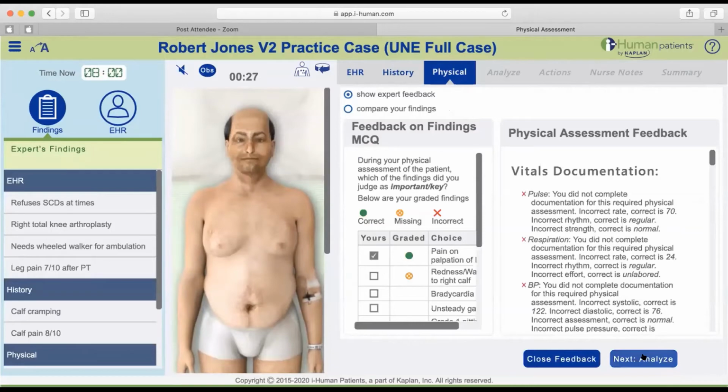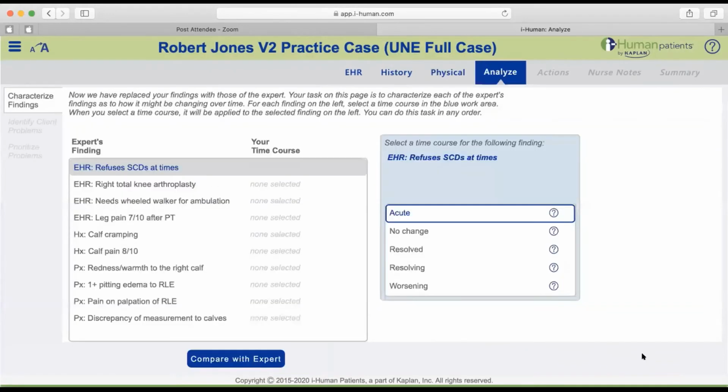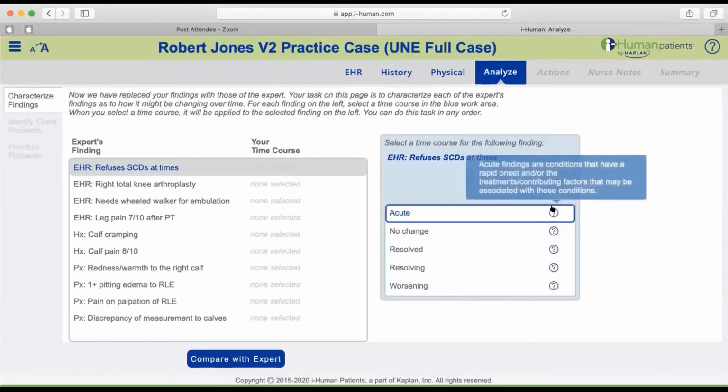Let's move forward. Let's now analyze our findings. On the left-hand side, we recognize these are the expert findings, where they were located in the electronic health record, as well as the findings. What we're asked to do is characterize each of the expert findings as to how it might be changing over time. So we're selecting from acute.